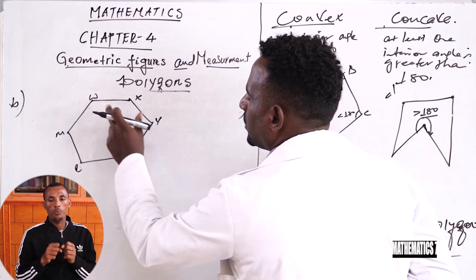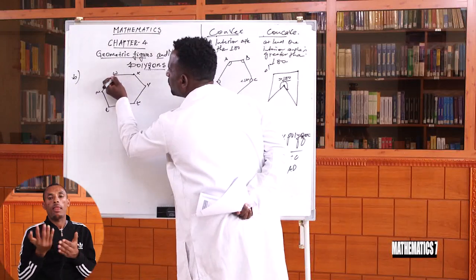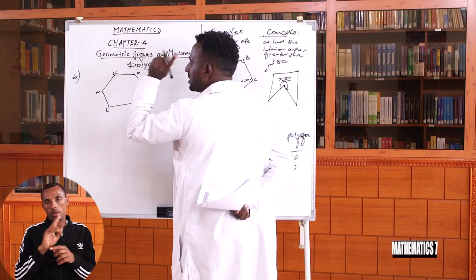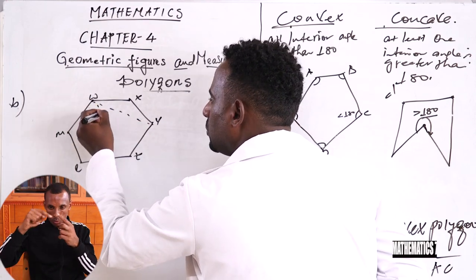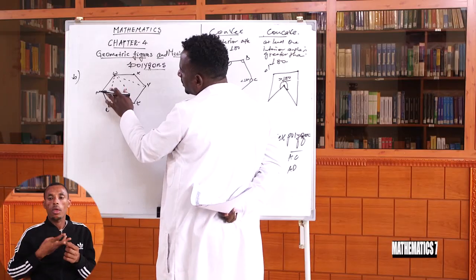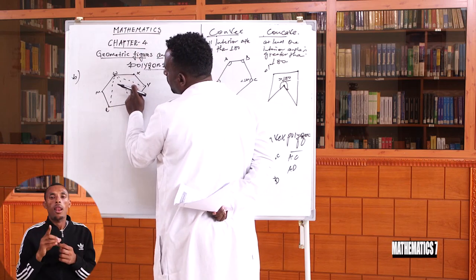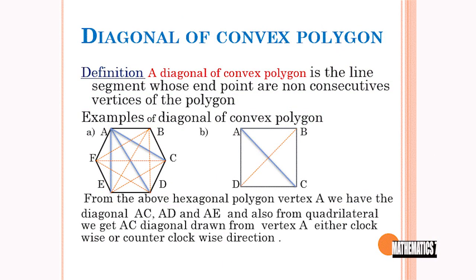So a diagonal is a line segment which joins non-consecutive vertices. From the vertex W, we can draw a diagonal from W to Y, from W to Z, and again from W to L. So we get three diagonals from the one vertex W. Also from X, we can draw the diagonals XM, XL, and XZ. So from one vertex, the number of sides of a polygon is six.